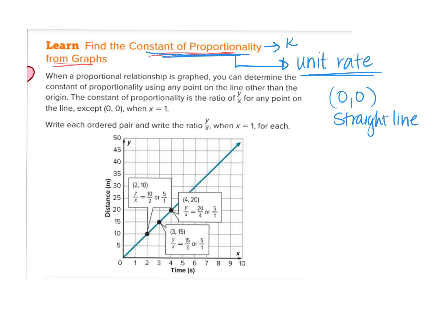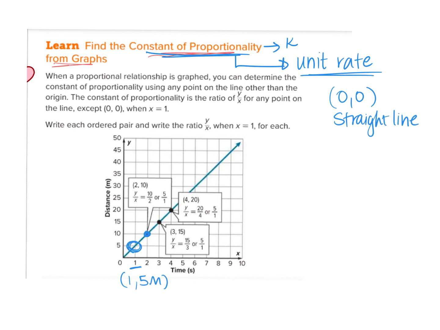So a quick way to find the constant of proportionality from a graph, or the unit rate, there's a couple different ways. The first thing is you can always go to the point 1 comma something. So right here, that's going to tell me after 1 second it went 5 meters. Now, I don't know if that's a perfect point there. So if I don't have a dot there, then I'm not going to use that way. What I can do is go to the point that I do have.